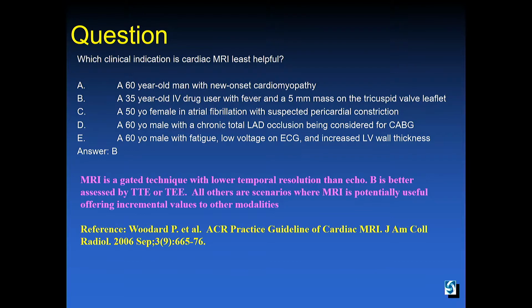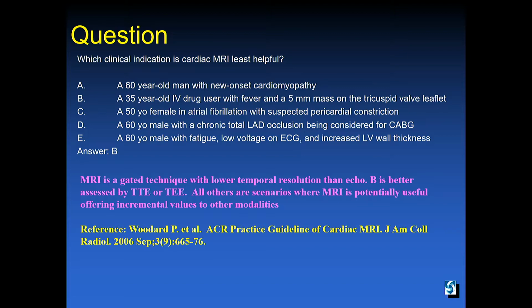D is a typical case of a patient before bypass. The patient may have other coexisting comorbid conditions, making the surgeons uncomfortable taking them to the OR. In that case, viability assessment in the LAD territory is called for, which is also a reasonable request. E is really a patient with suspected amyloidosis: low voltage, fatigue, increased LV wall thickness. The MRI, as I mentioned, is a technique that can show very specific patterns in infiltrative conditions. So it's very useful to diagnose or exclude cardiac amyloidosis.